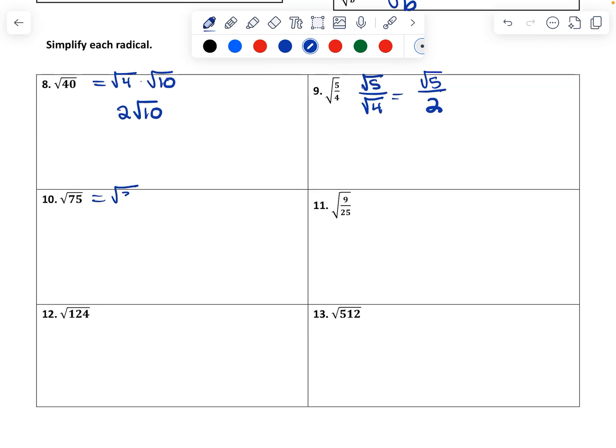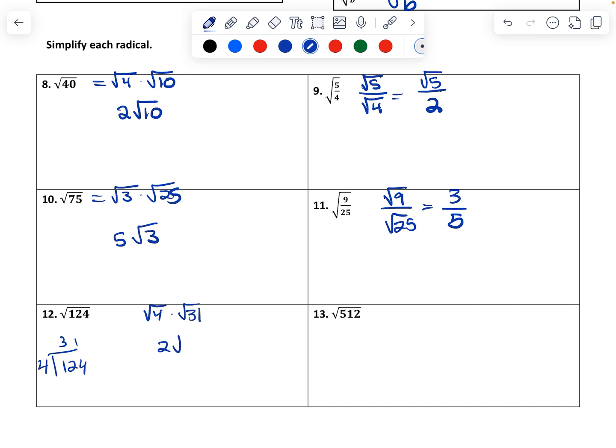The square root of 75 is the square root of 3 times the square root of 25. So it would be 5 times the square root of 3. Square root the top, square root the bottom. So it's 3 over 5. For 124, I think that's divisible by 4. So the square root of 4 times the square root of 31.